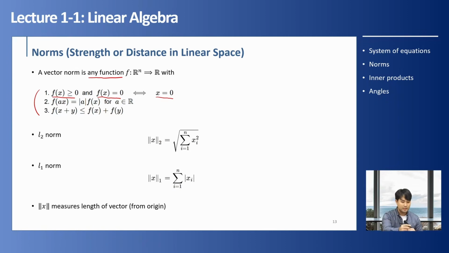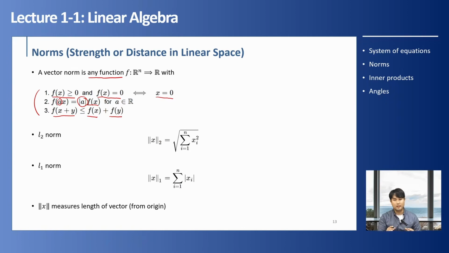The second property is that if we scale a vector with a constant and take the norm of that, we get the same result as scaling the norm itself with that constant. The third property is that if we add two vectors and compute the norm, we will always have a value that is less than or equal to the two norms added separately.